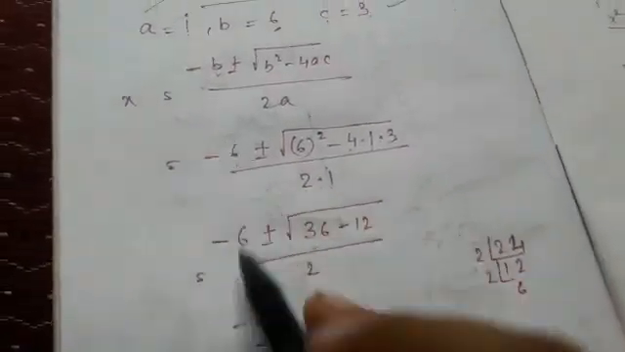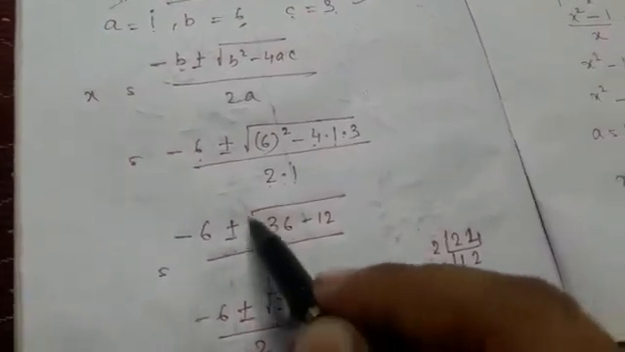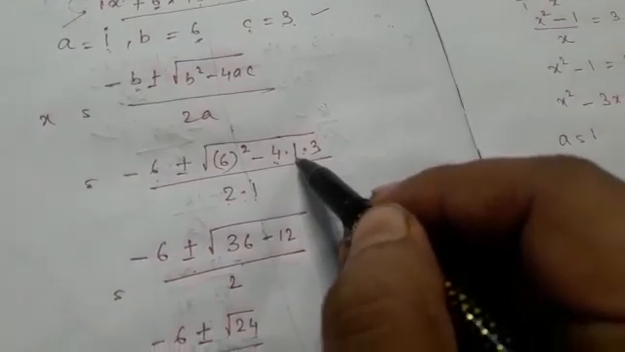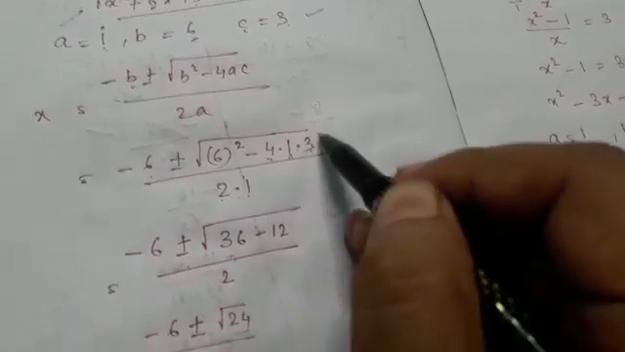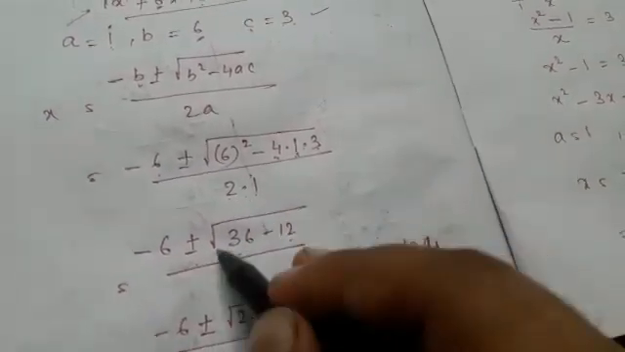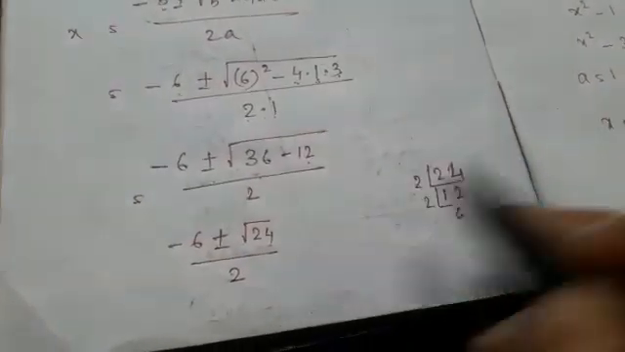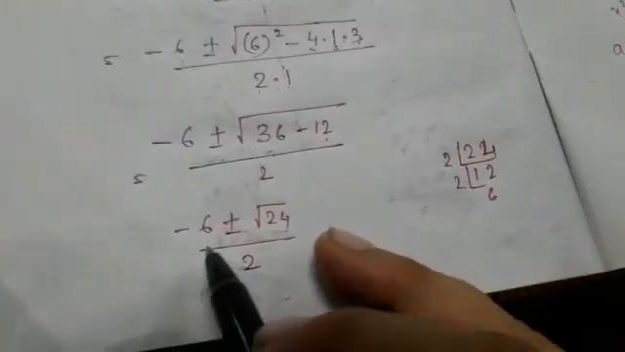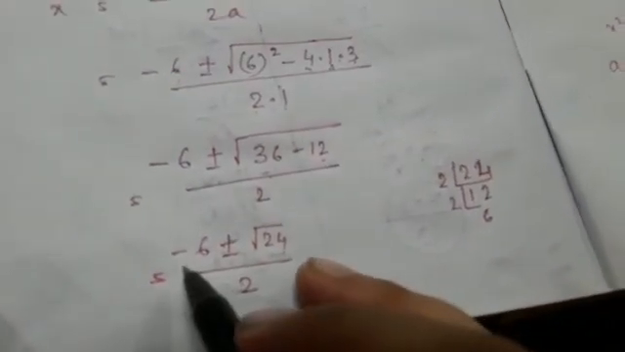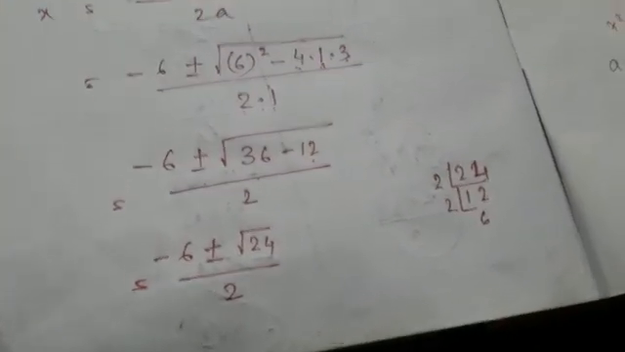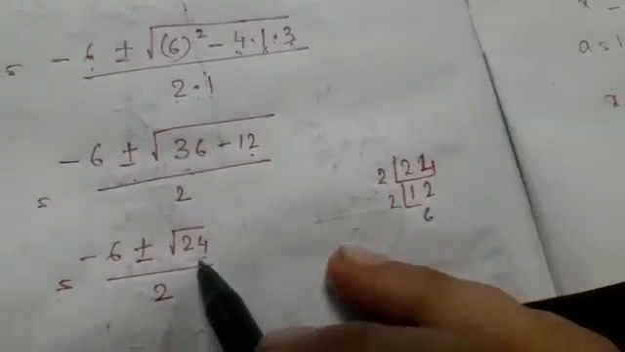So you are left with, see, minus 6 from here, plus minus root under 6 square gives you 36. Now 4 into 1, 4. 4 into 3, 12. So 36 minus 12 root by 2. Now 36 minus 12 gives you 24, right? So your required thing is minus 6 plus minus root under 24 by 2. Clear?